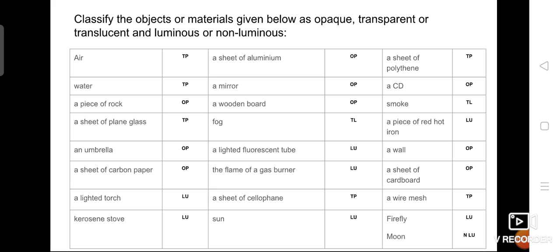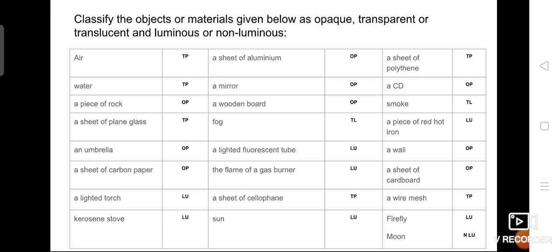A sheet of carbon paper. I don't know how many of you know that it is used to take a copy of your handwriting. If you want to write and get two more copies, they will keep a carbon paper below the top paper, with one more paper below. If you write on the top paper, with the help of the carbon paper, your handwriting will also be present on the second paper. So what about a sheet of carbon paper? It won't allow the light to pass, so it is an opaque object.